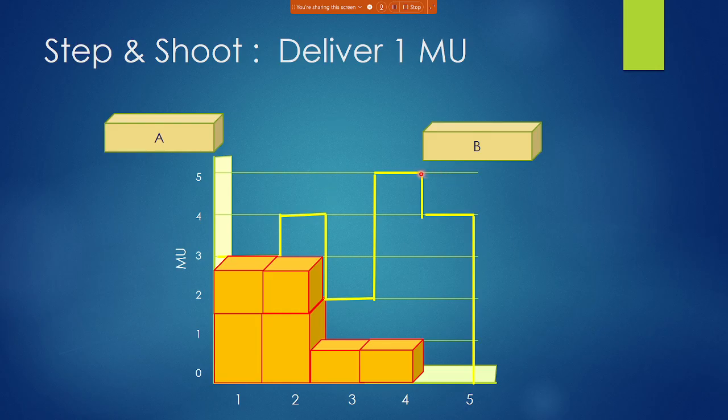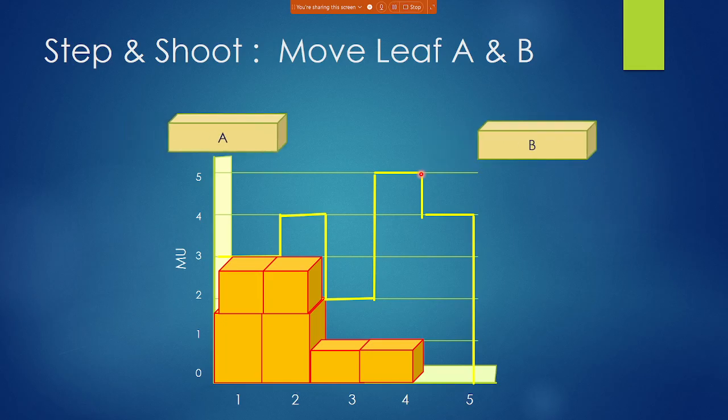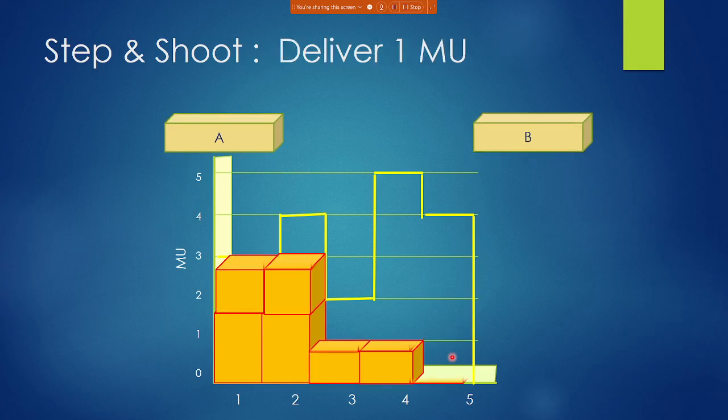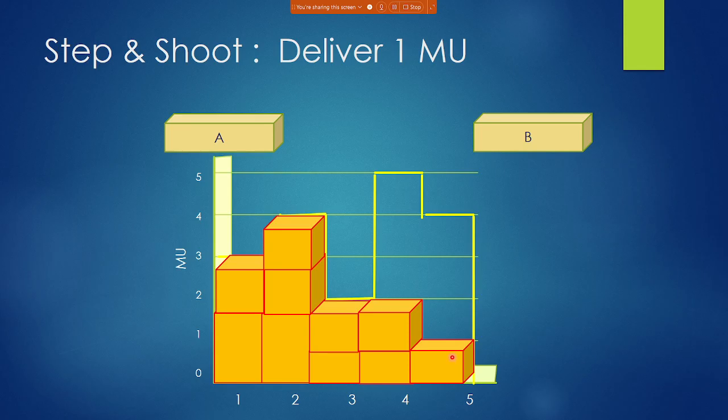Now I will go to the third one, where I close this because I cannot give anything more. Maximum is 3, I got it. But here I can deliver 1 mu more. Here I can deliver 1 mu, here I can deliver 1, here I can deliver 1. Right? So now I will deliver 1 mu, going from 3 to 4. And this is done. So all these are done. Only this one is not done.